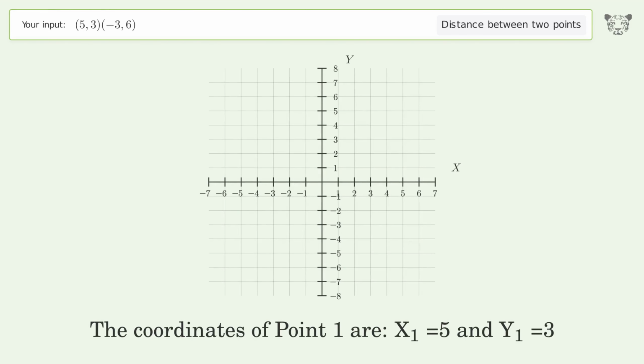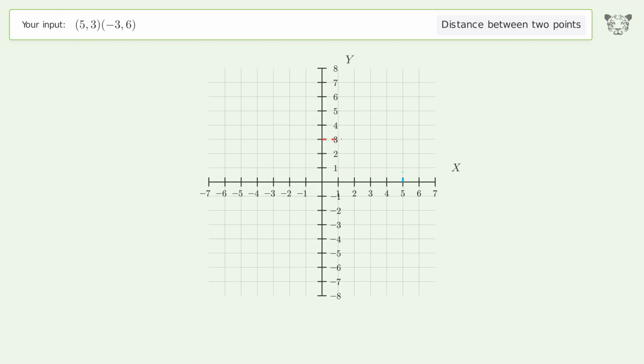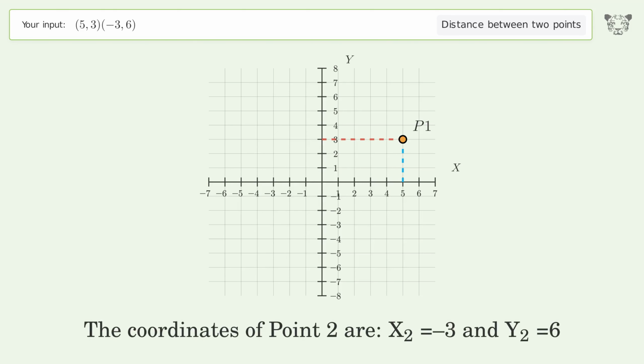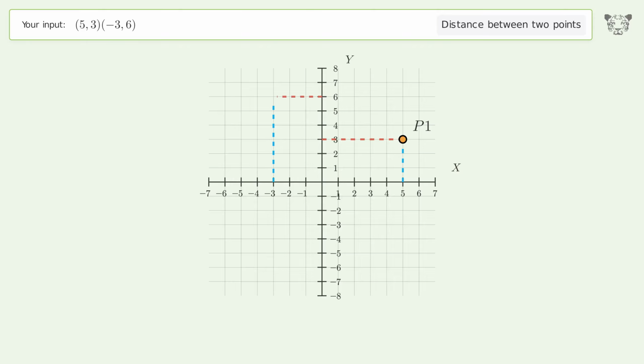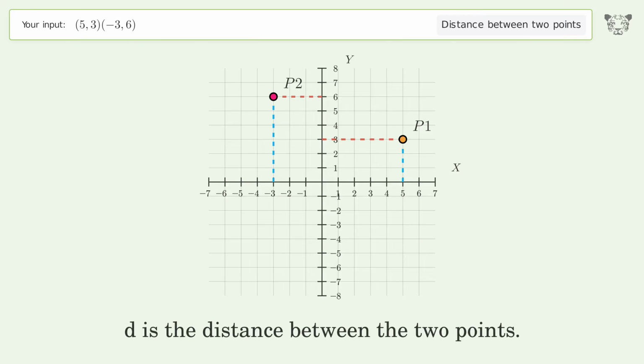The coordinates of point 1 are x1 equals 5 and y1 equals 3. The coordinates of point 2 are x2 equals -3 and y2 equals 6. D is the distance between the 2 points.